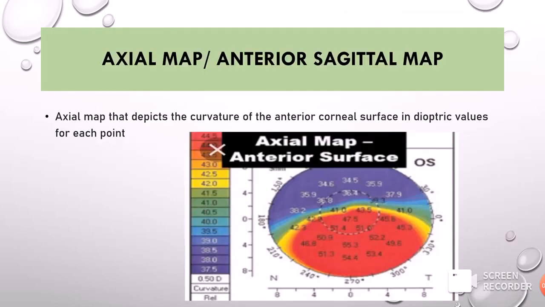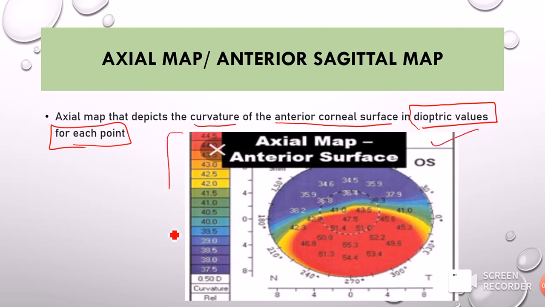The first map that we have is the axial map, also called the anterior sagittal map. The axial map is going to depict nothing but the curvature of the anterior corneal surface, and this curvature will be depicted in dioptric values, that is in diopters. So at every point the system is going to calculate the radius of curvature and convert it into diopters and represent it according to a color scale. So this is the anterior curvature map and this is the scale. Just have a look at the scale.